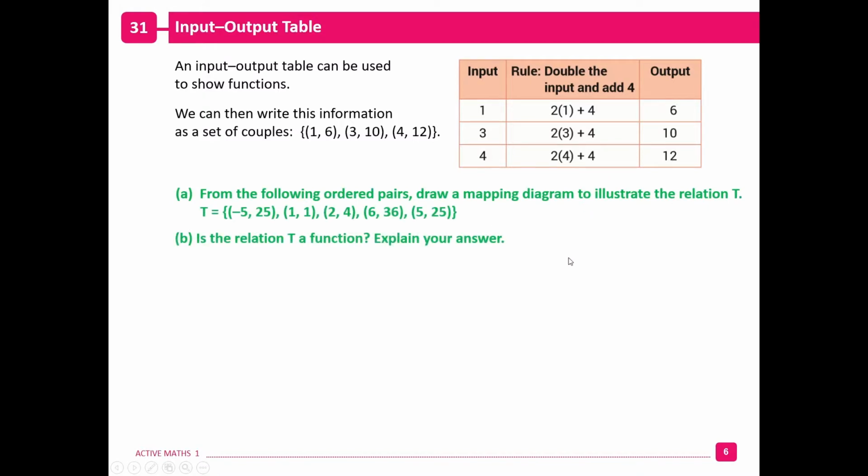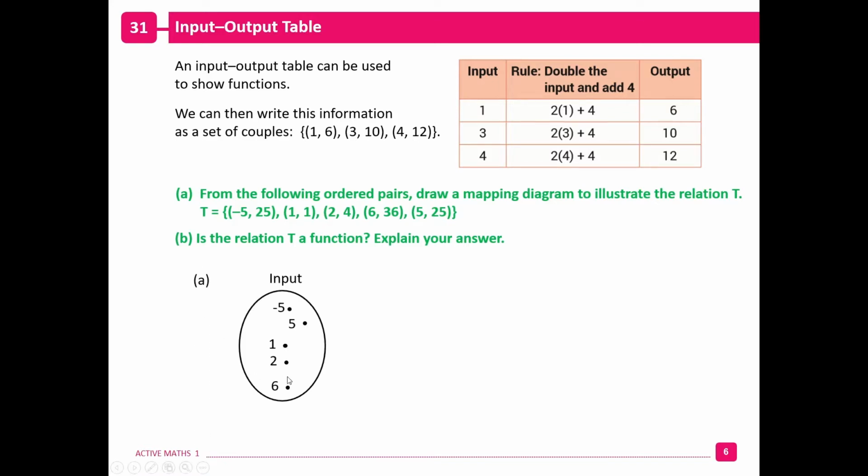Let's have a look at an example question. From the following ordered pairs, we can see that this time we have a set, T, and in this set we've got a number of couples. We've got -5, 1, 2, 6, and +5 as the beginning elements. They're all different, so that suggests at the moment that it would be sufficient to say it's a function. Draw a mapping diagram to illustrate the relation T.